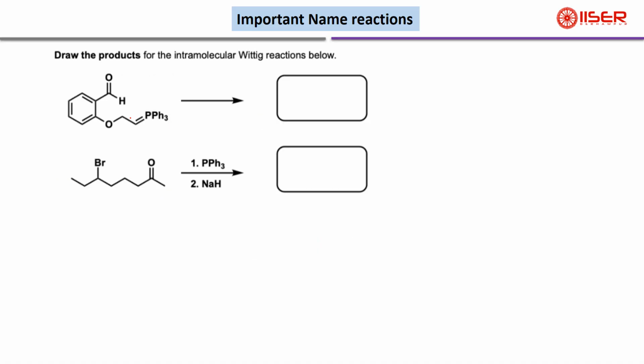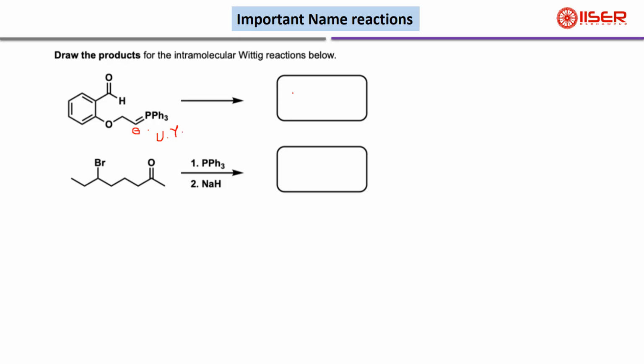So you have to determine the halide nature first. So there is a negative charge here. There is no electron withdrawing group at this place. Because of that, it is an unstable halide. This is an unstable halide, so it will give a Z alkene. It's not a stable halide. So it will give a Z alkene.